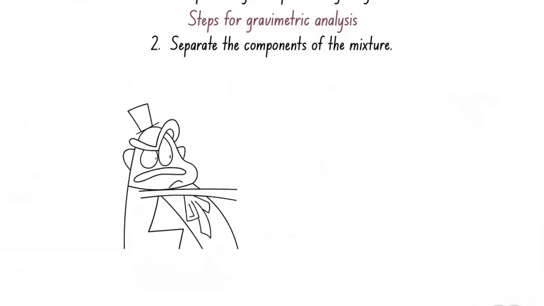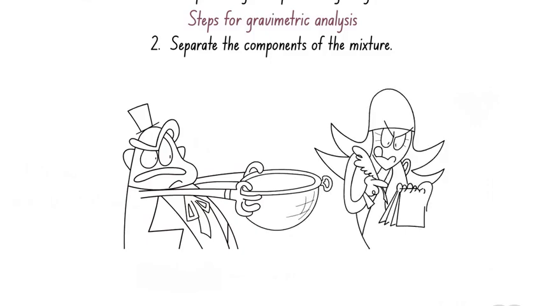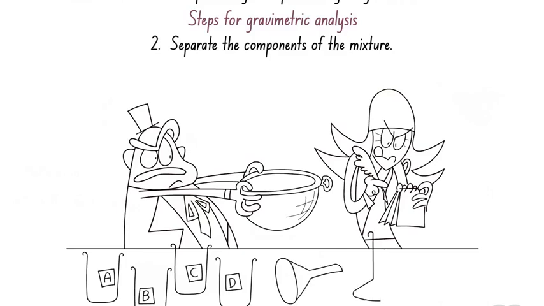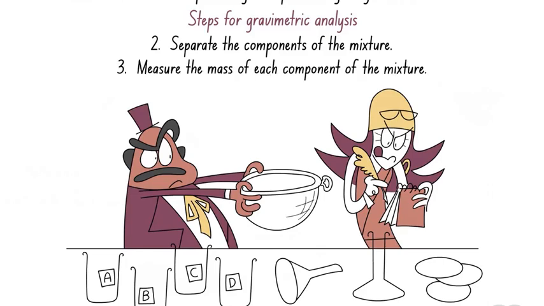Now that they have developed a general approach for separating the components of the mixture, they can finalise their experimental method. In this process, they should also consider the third step of gravimetric analysis, measuring the mass of each component of the mixture. Pause the video here if you would like to write the experimental method by yourself. Otherwise, continue watching and we'll go through the method step by step.